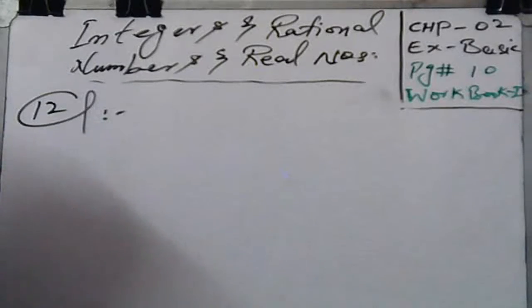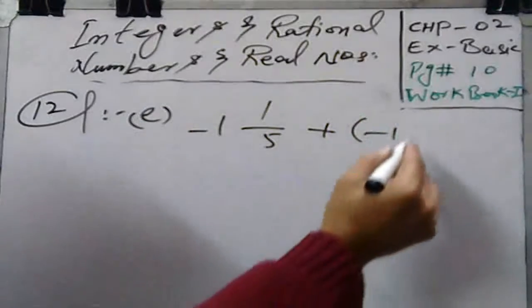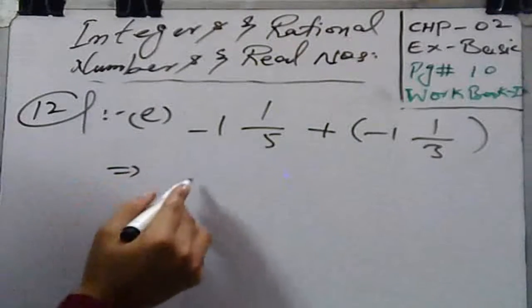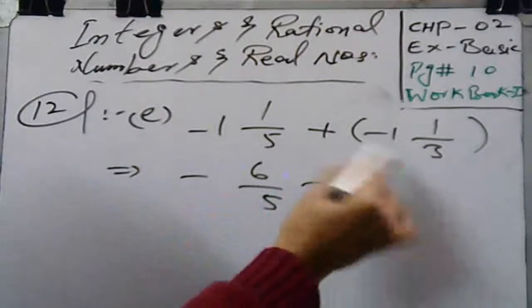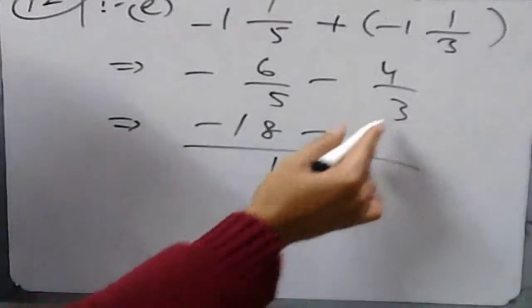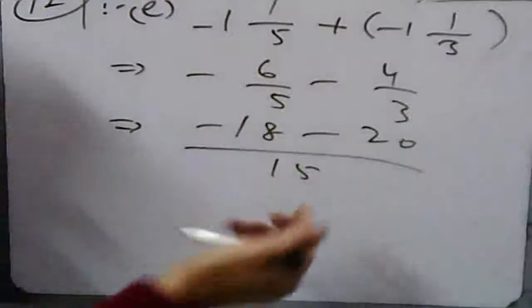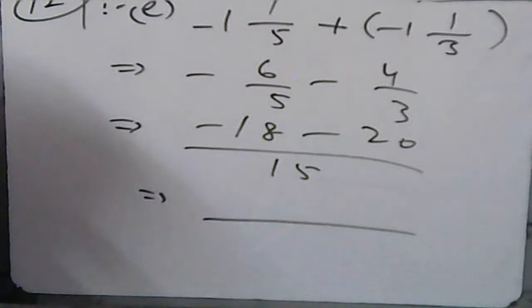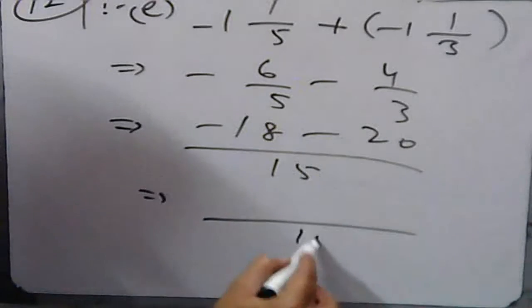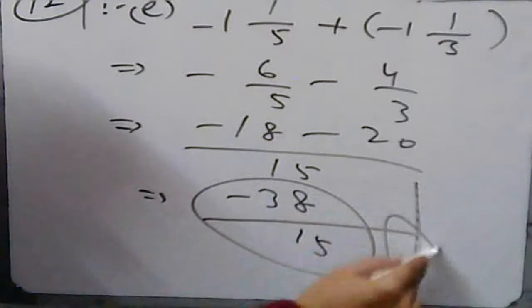Similarly, in the next part, minus 1 whole 1 by 5 minus 1 whole 1 by 3. So remove the whole number, 5 ones are 5, 6 by 5, 4 by 3, 15, 18, and 5 fours are 20, because this is divided by 5 by 5 and divided by 3 by 3. This is the methodology of taking LCM. So the denominator should be the same. So now minus 18 is 20, 30, 38, minus 38 is your required result.